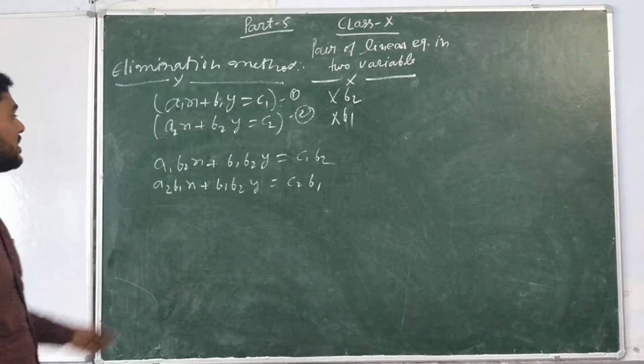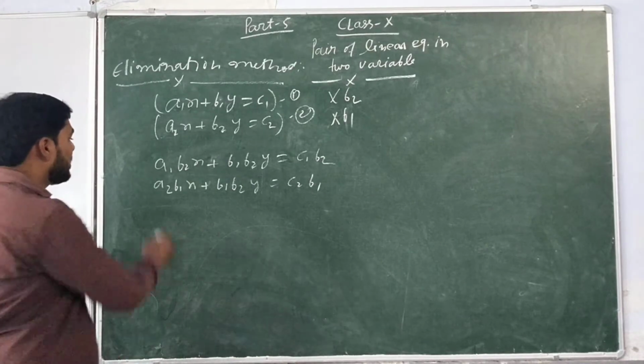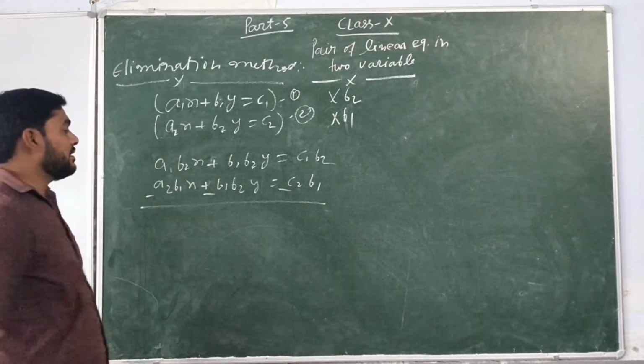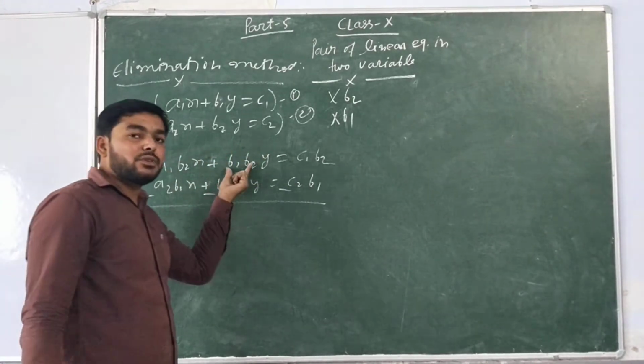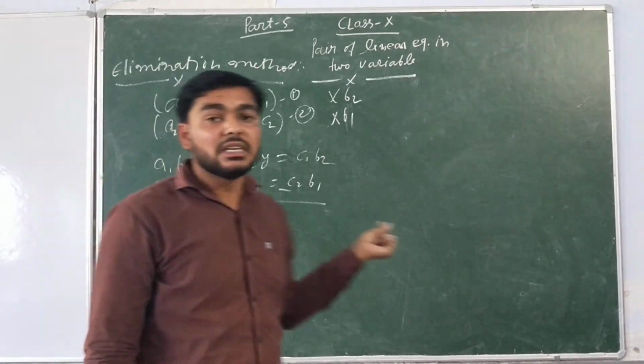Now subtract the second equation from the first, then the signs change: plus will be minus, plus will be minus, plus will be minus. The y coefficients are opposite and equal, one with a positive sign, one with a negative sign, so they cancel out each other.